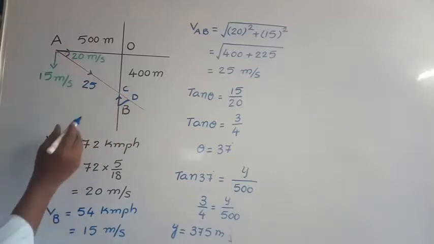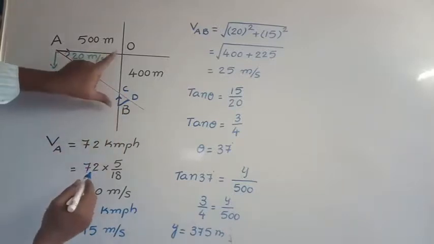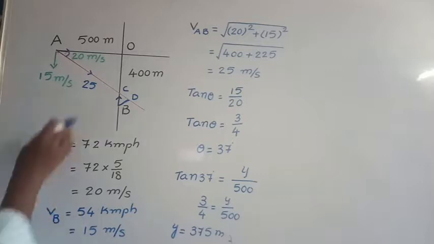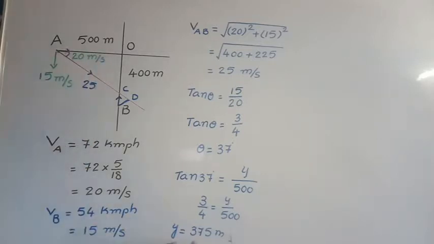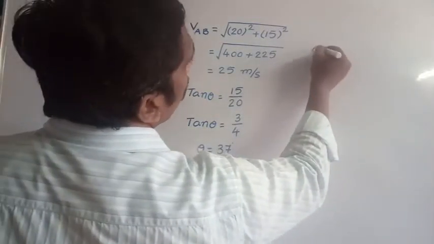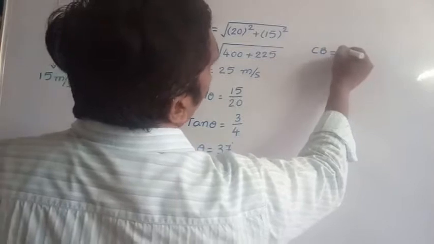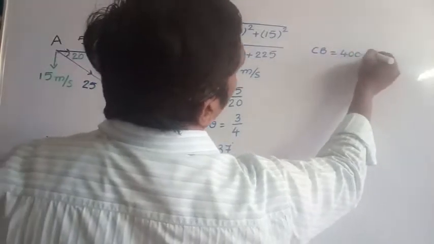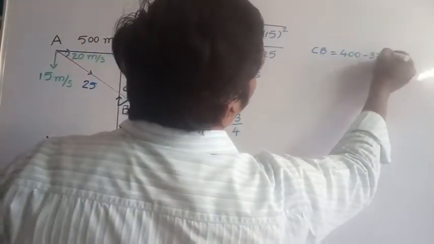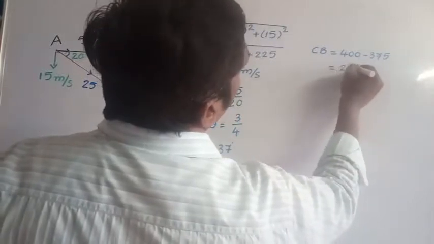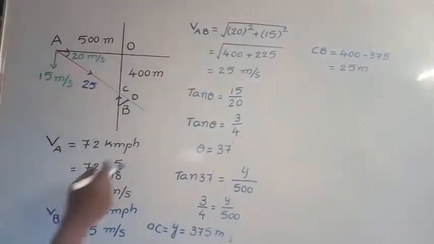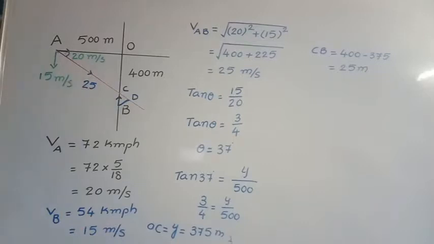In this, the total OB is equal to 400. So y is nothing but OC, and OC is equal to 375. Then CB is equal to 400 minus 375, that is 25 meters. But CB is not a perpendicular line. BD is the perpendicular line. We want to find the shortest distance BD.